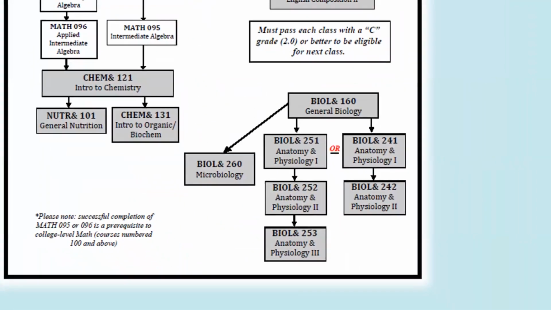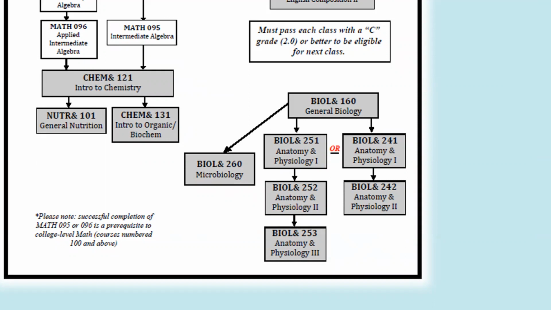We also have the biology sequence listed below. We can see that Biology 160, General Biology, known as cell biology, does not have a prerequisite. Despite that, this is a very rigorous course. We do not encourage a student to take this early on in their academic plan. In fact, Biology 160 does have some chemistry involved, so please be cautious when taking that course.